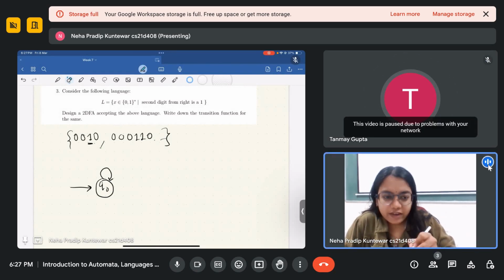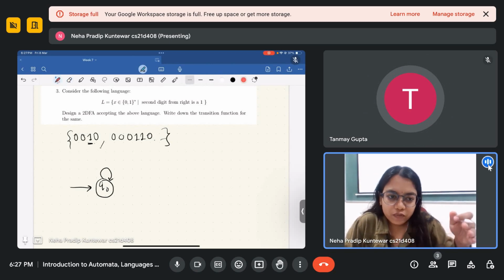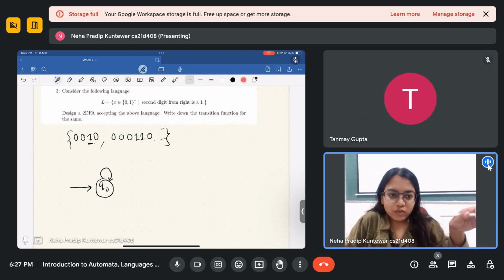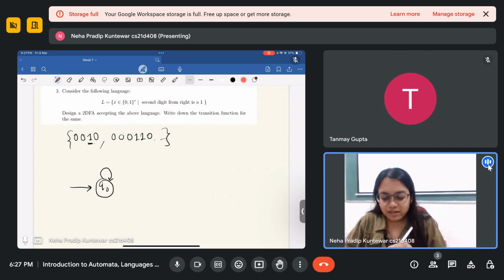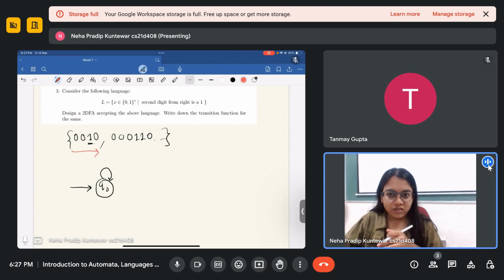Okay, so the idea is that the 2DFA, because it has the power of going to the left also. In case of DFA, you couldn't have done that. You can't say that I'll first go all the way to the end, then I will come back and see whether the second position from the left was 1 or not, because DFA doesn't allow you to read back. Once you are done reading the last bit, you are done. You have to decide whether to accept or not.